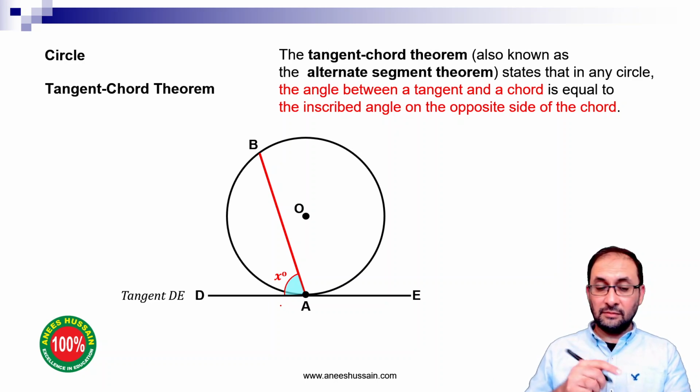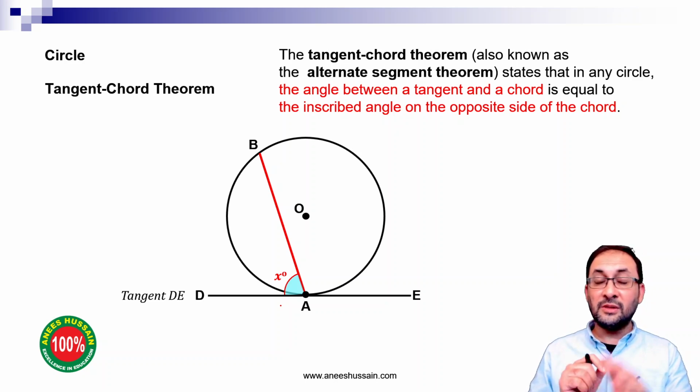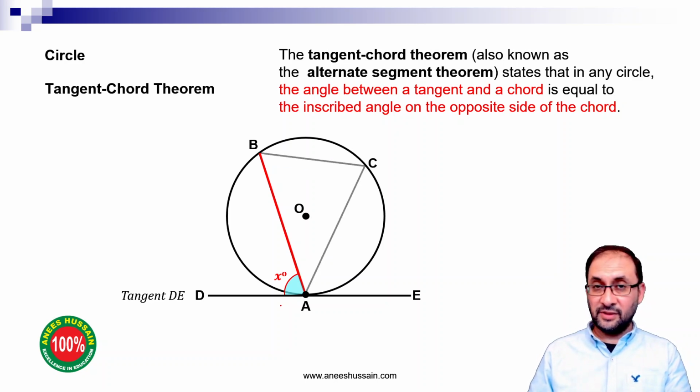Now this angle, which is the angle between the chord and the tangent, has to be equal to the angle extended by the same chord onto the opposite side, which means the angle extended by chord AB onto the right side of the circle, which in this case is the angle BCA. This would also therefore be x degrees, which means that angle BAD is equal to angle BCA.